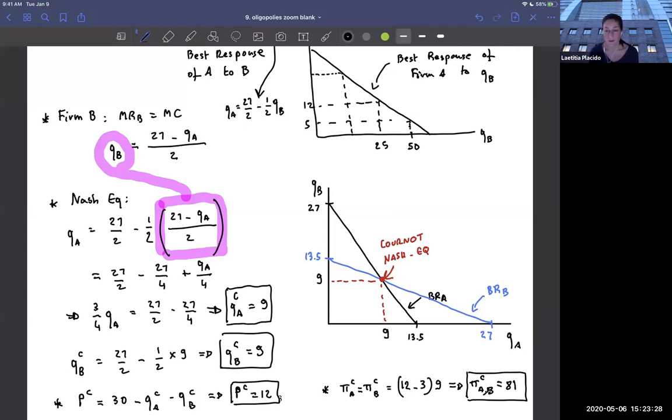Yes. So the question from Anisha, will we have to draw this graph for the exam? Yes, I can ask you that.